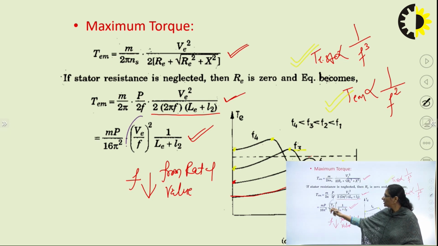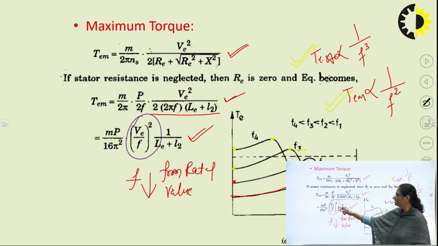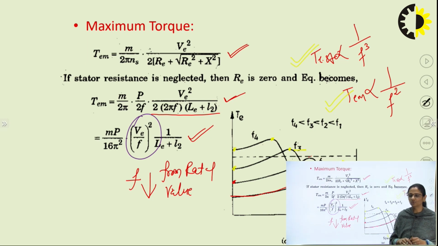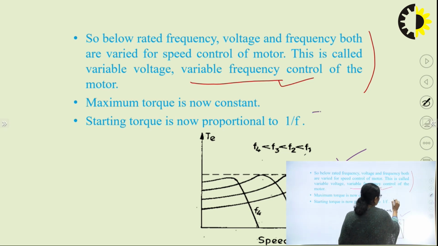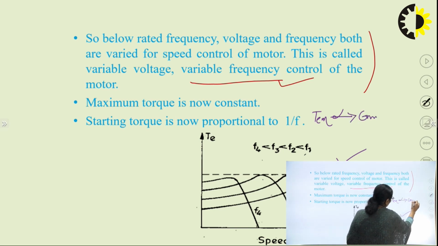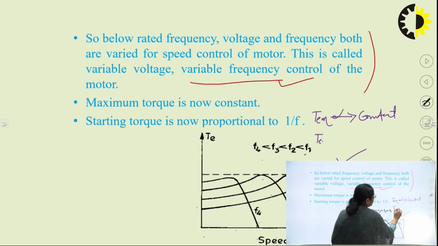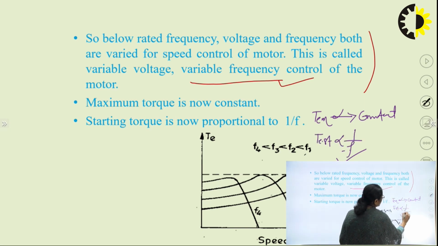What we can see is that the maximum torque expression contains the term V by F square. V by F is maintained constant. So, with a variation in the frequency, there is no variation in the maximum torque developed by the motor if we are implementing variable voltage, variable frequency supply. Agreed? The same thing is depicted over here. So what did we conclude right now? We concluded that TEM will remain constant. TEST would be proportional to 1 by F.